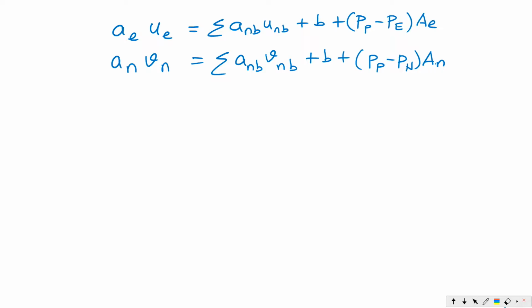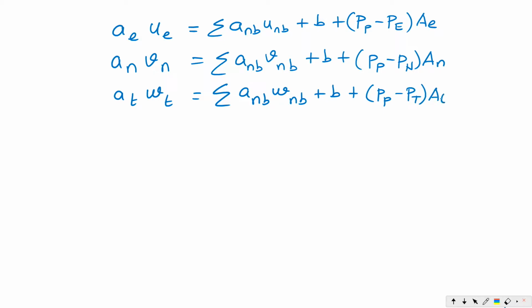Now similarly, it is AT WT, where I am going to find the velocity along the Z direction. Along the X direction it is called U, along the Y direction it is called V, and along the Z direction it is called W. So AT WT will be equal to ANB WNB plus B plus PP minus PT of AT, that is the area of the particular control volume.